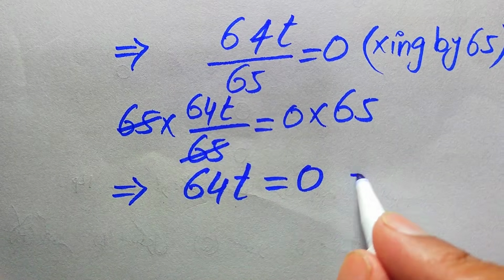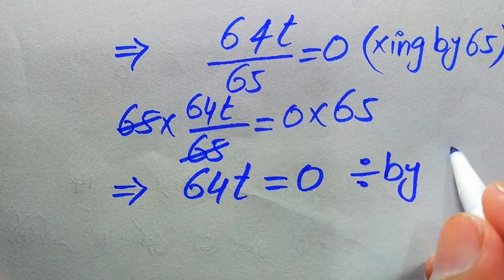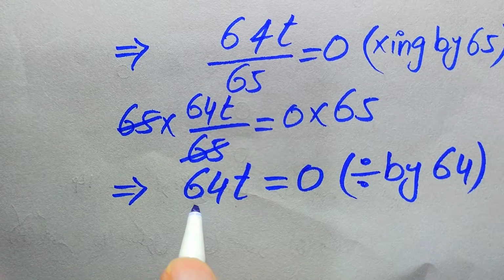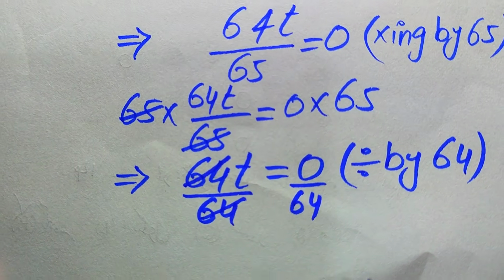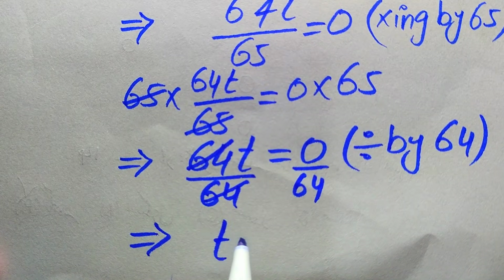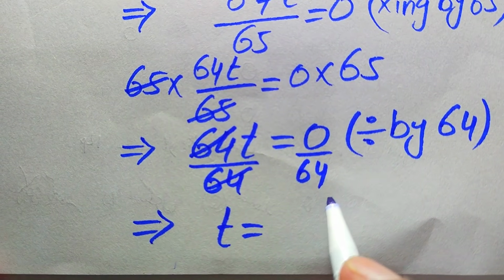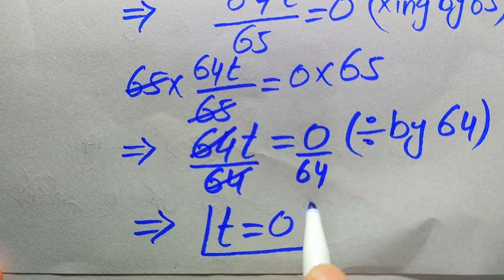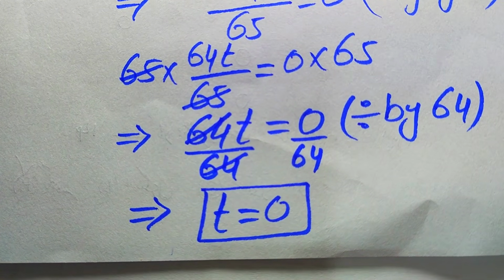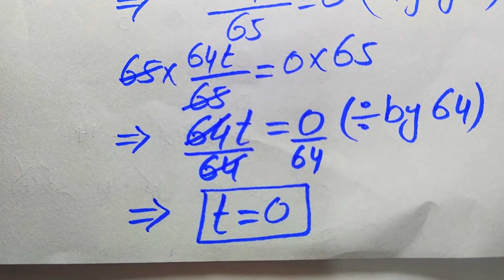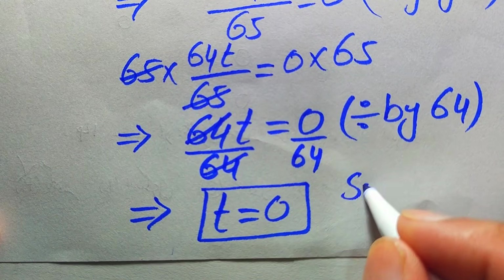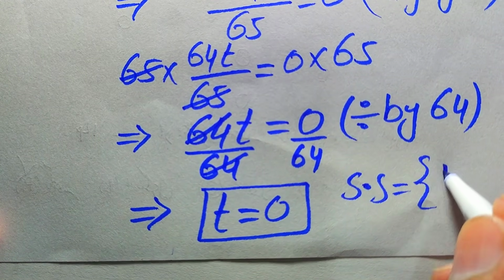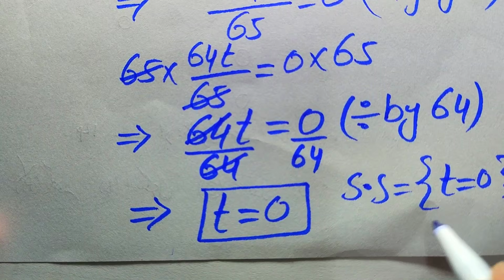Now for the value of t, we divide both of the sides by 64. When we divide by 64, this 64 and this 64 are gone, and we obtain t is equal to 0 divided by 64, which becomes 0. You see that in the second method, we again get the value t is equal to 0, and in the first method we already verified that this value of t satisfies our given question statement. So finally, we conclude that the solution set of this question is t is equal to 0.